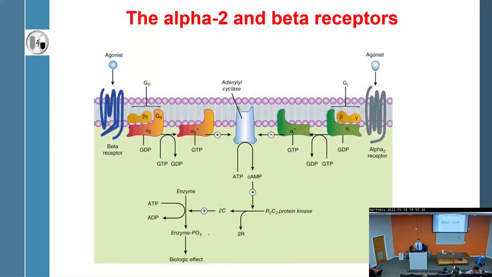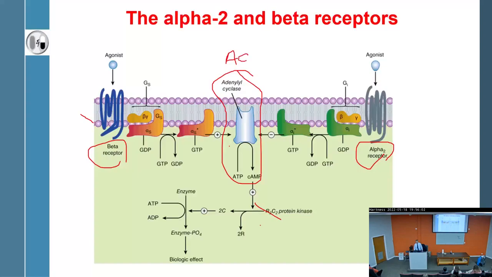Alpha 2 and beta work through another pathway, right? The difference is that alpha 2s are here, and betas are here, just for didactic purposes, we can say. The effector is, in this case, adenylyl cyclase. Okay, this is the AC. And the activity of adenylyl cyclase produces a second messenger called cyclic AMP from ATP.